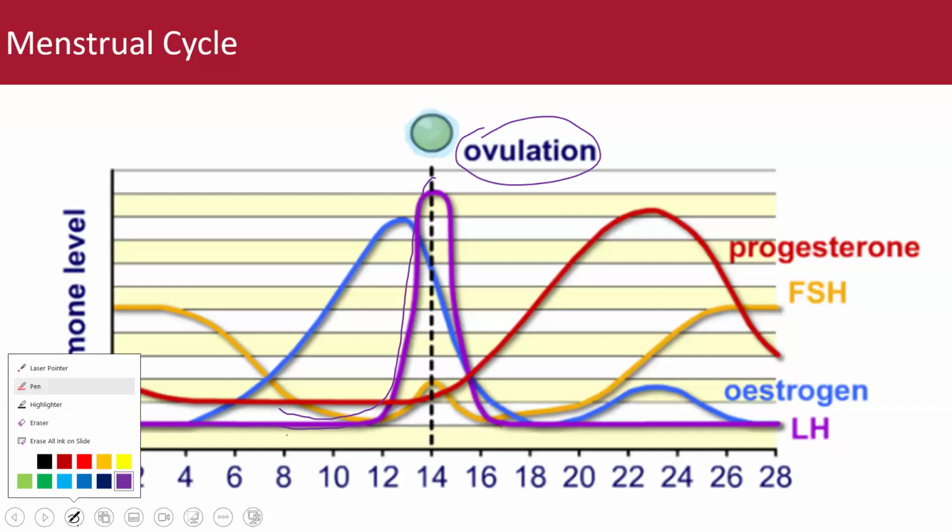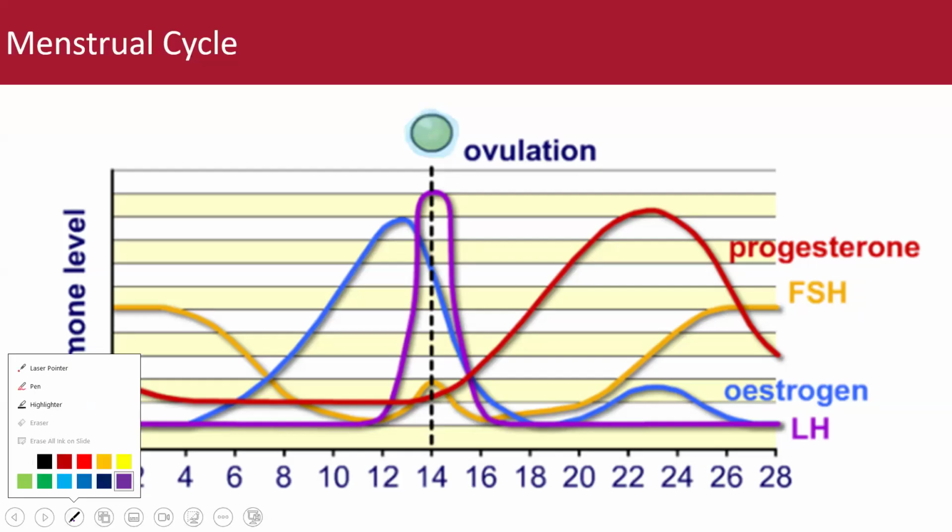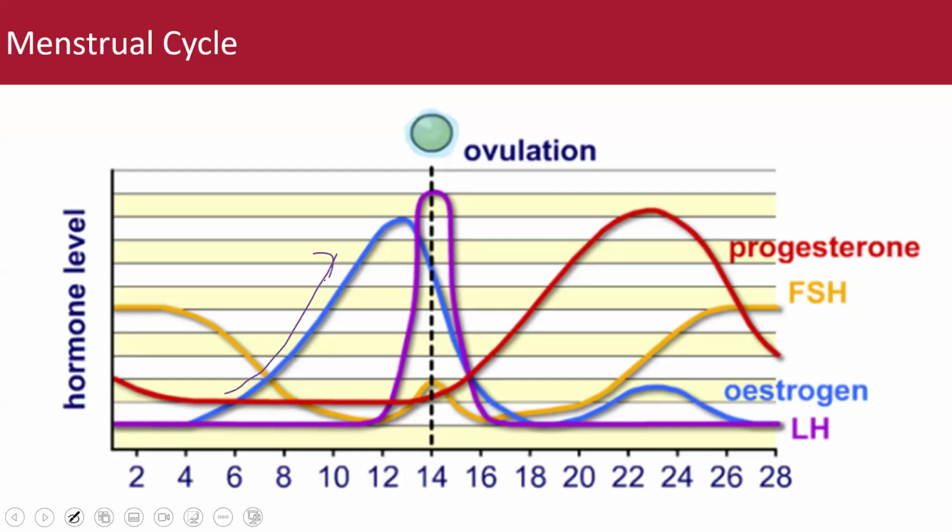Now, the other two hormones that are in there are estrogen and progesterone. Estrogen is to build up the uterus. What it does is it builds up the uterus and gets it ready for any implantation. Progesterone maintains the uterus.